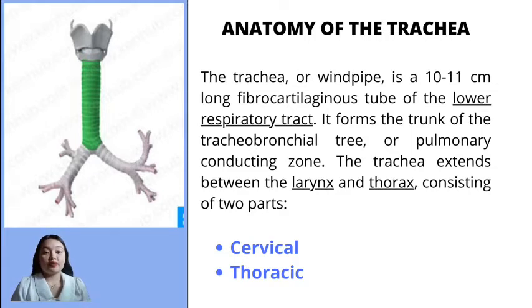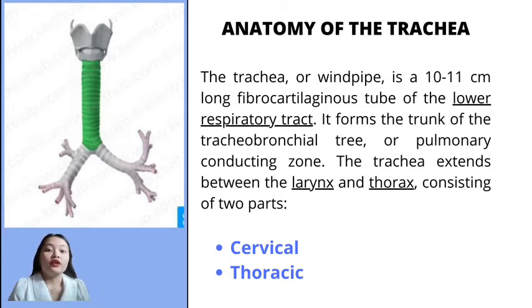The trachea or windpipe is a 10 to 11 centimeter long fibrocartilaginous tube of the lower respiratory tract. It forms the trunk of the tracheobronchial tree or pulmonary conducting zone. The trachea extends between the larynx and thorax, consisting of two parts.